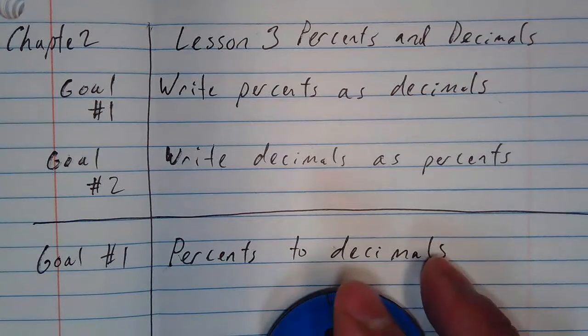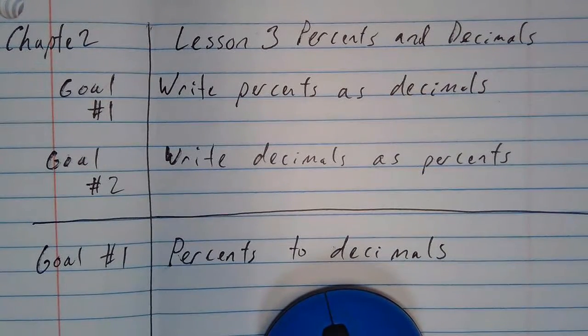Hey guys, chapter 2, lesson 3, percents and decimals. There are only two goals, and they're pretty much the same thing, just in reverse. The first goal is to write percents as decimals, and the second goal is to write decimals as percents.